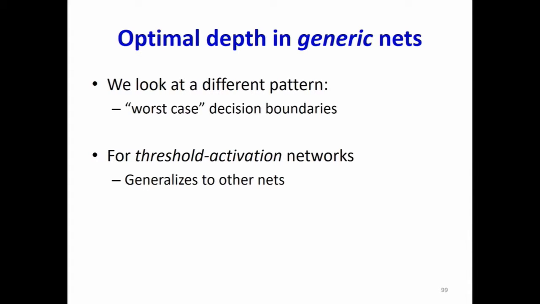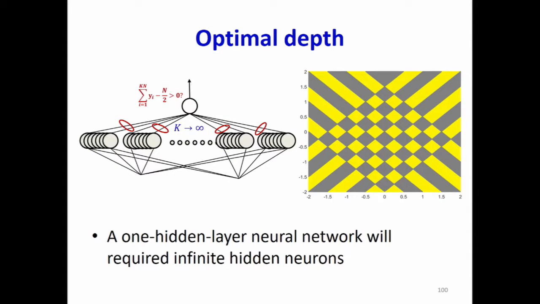But then let's try to make it a little more concrete, right? Let's take something with a very specific pattern. I want to generate a decision boundary which is this checkerboard. It's in 2 dimensions, right? If I want to do this using only one hidden layer of neurons, how many neurons would I need in the hidden layer?